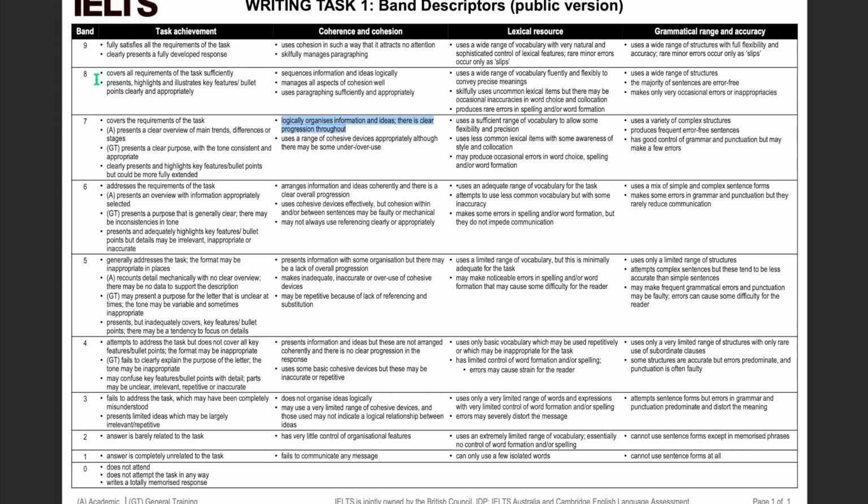If you read this one for band 8: covers all requirements of the task sufficiently, presents, highlights and illustrates key features clearly and appropriately, sequences information and ideas logically, and manages all aspects of cohesion well, uses paragraphing sufficiently and appropriately. These things are very, very important. Now let's get back to our task.